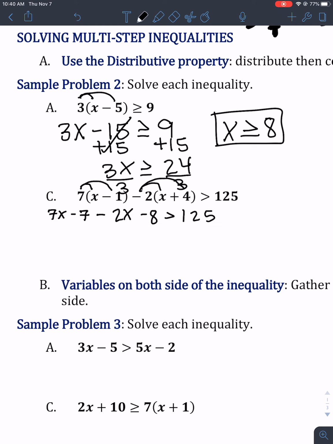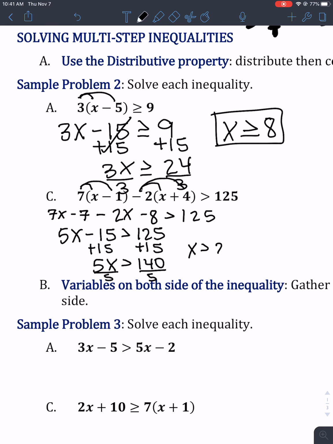All right, so you remember way back when we added stuff together, just combined like terms? That's what we're gonna do. So 7x minus 2x is 5x, and -7 minus 8 is -15, greater than 125. I'm going to add 15 to both sides. So I have 5x is greater than 140, and now I need to divide by 5. And when I divide by 5, x is greater than 28.